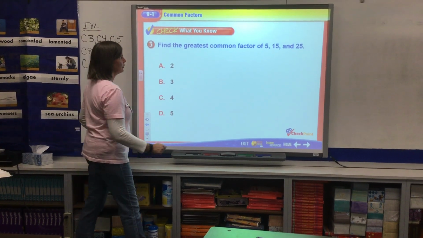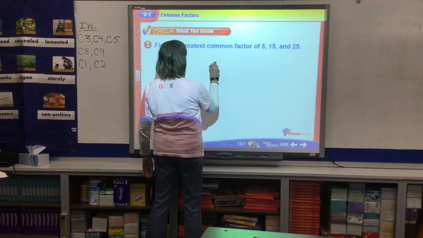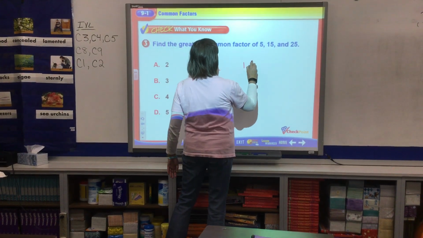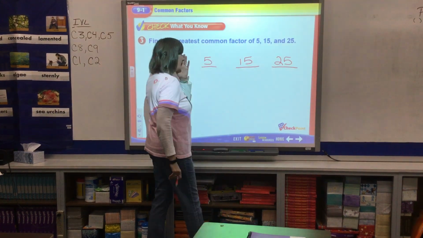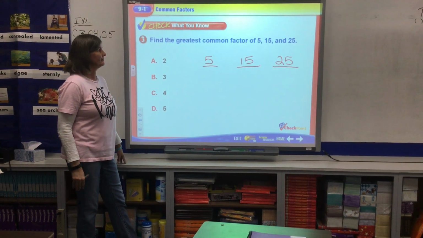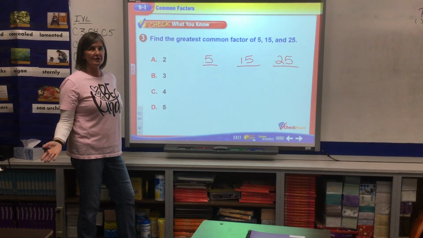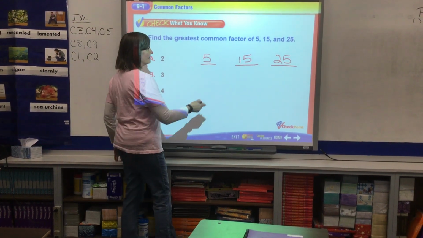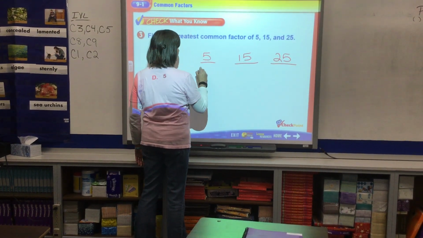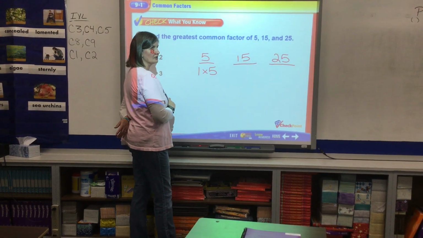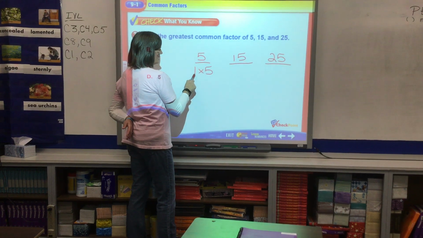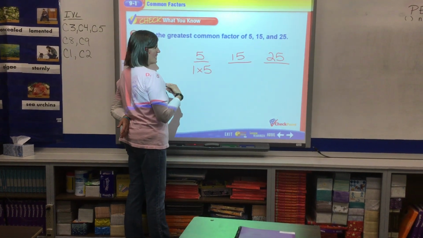We're going to do it again. Now, if you look at these numbers, I am noticing something about them, and that is that they all end in a 5. Well, what do we know about numbers like that? If they all end in a 5, that means they're all divisible by 5. That means they're all going to have 5 as a factor. Well, 5 is a prime number. Its only factors are 1 times 5, and that's it.